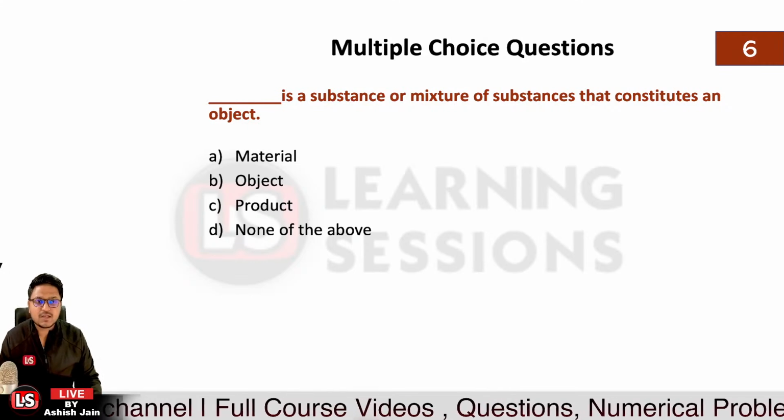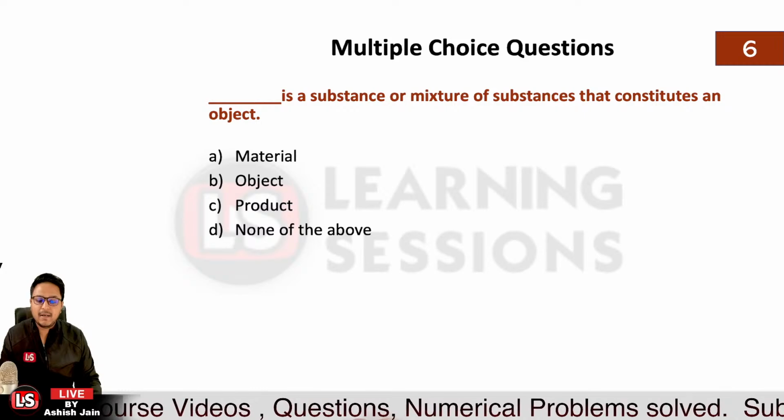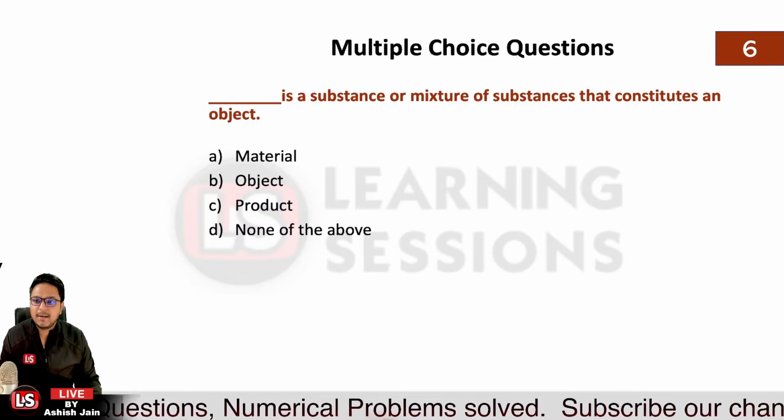Which of the following is a substance or mixture of substances that constitutes an object? Material, object, product, none of the above. So it will be material.